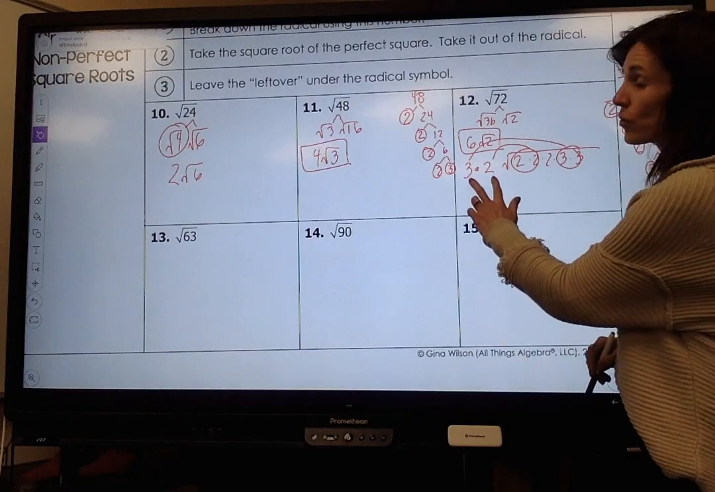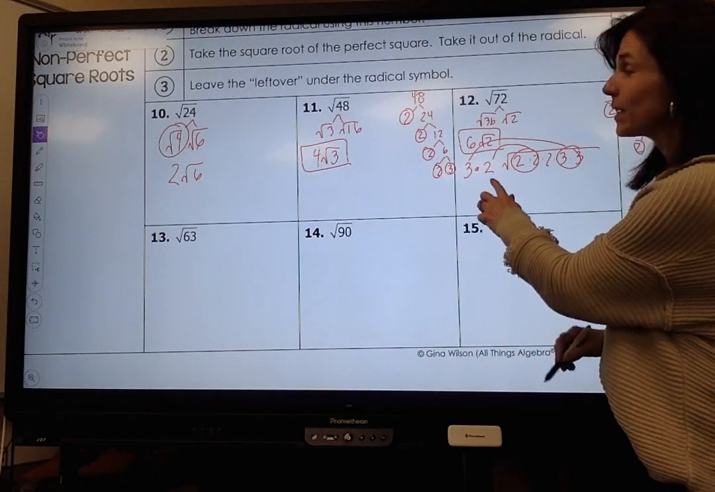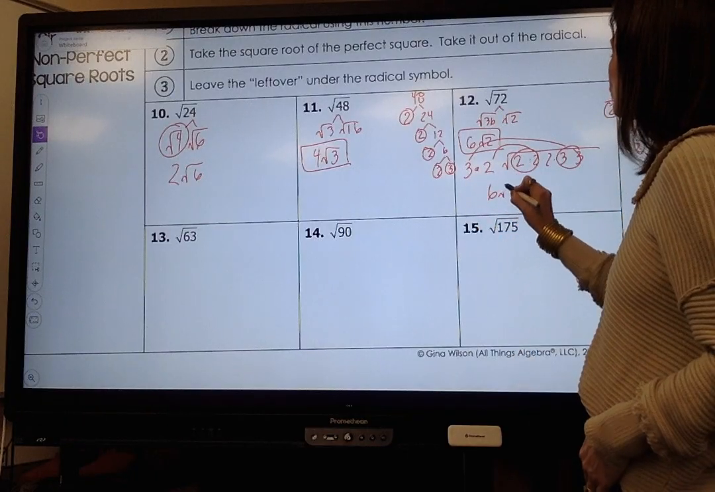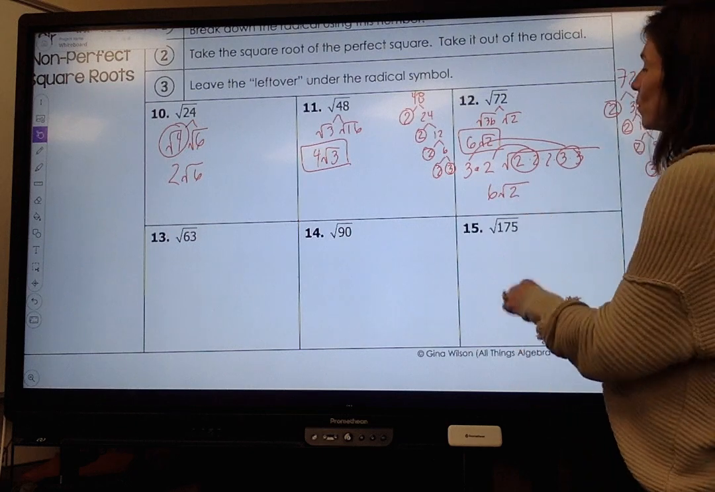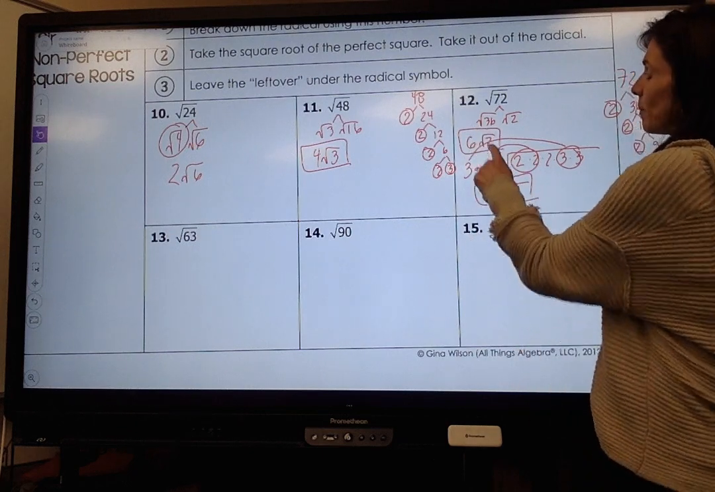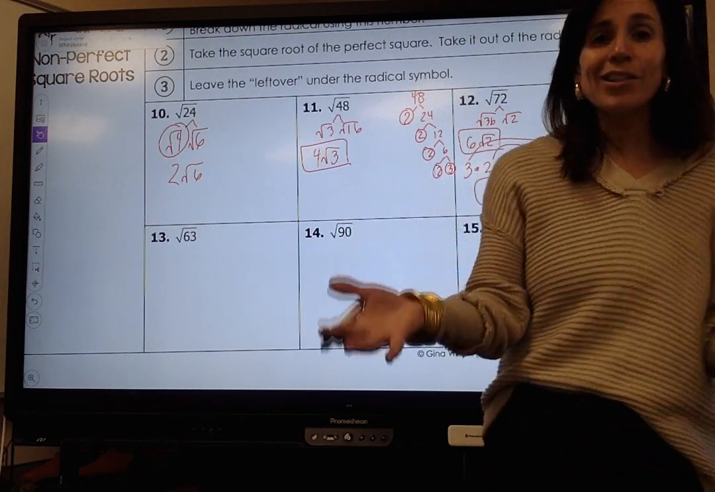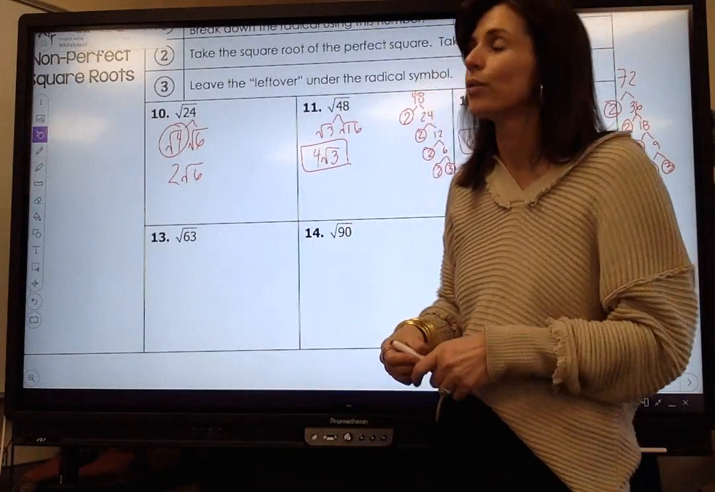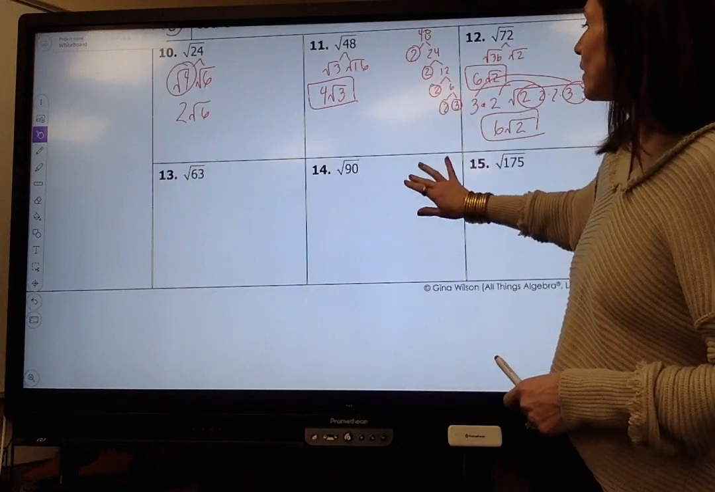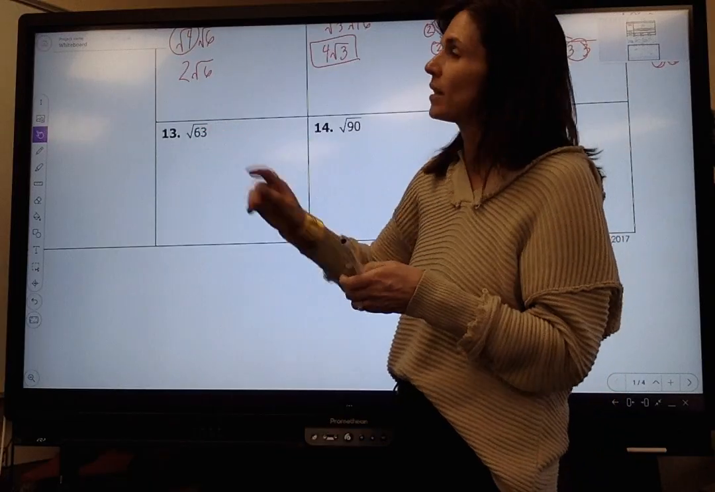These are factors, so I still need to multiply. 3 times 2 is 6. Who's left underneath the radical? 2 is. So I'm going to get the same answer either time. I just can't always identify those square roots right off the bat. So let's look at 63.